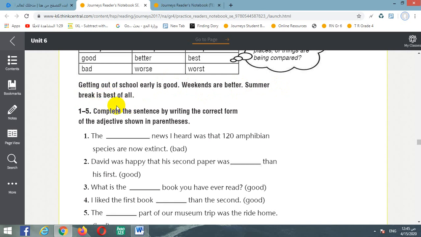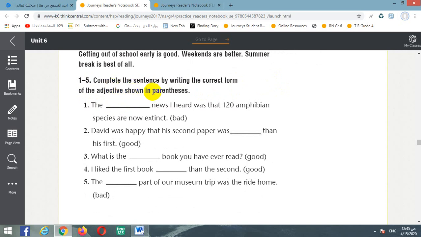Let's answer the question. Complete the sentence by writing the correct form of the adjective shown in parentheses. Number one, the ___ news I heard was that 120 amphibian species are now extinct. Here's the adjective bad. Bad, either worse than or the worst. So here we have the, so it will be the worst. The worst news.